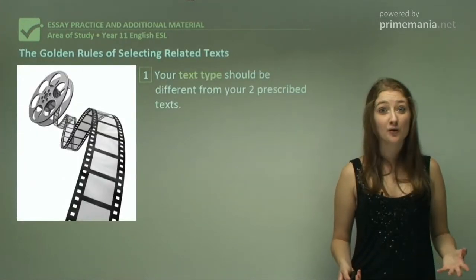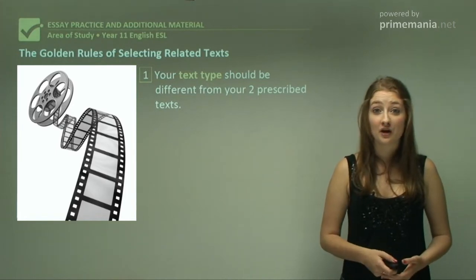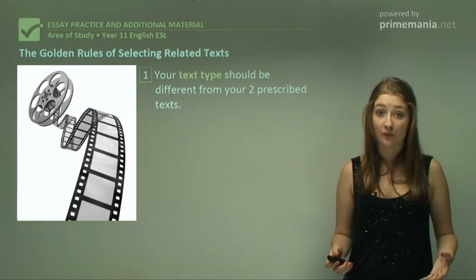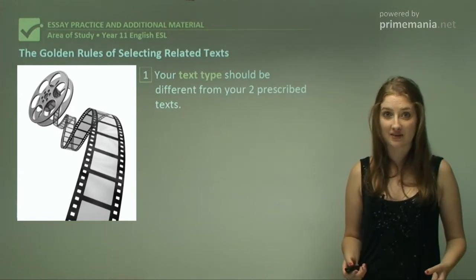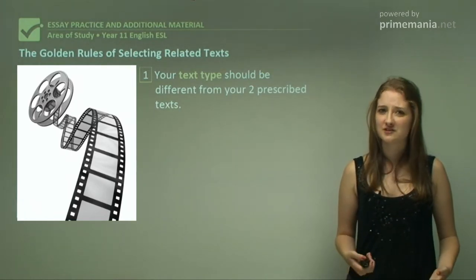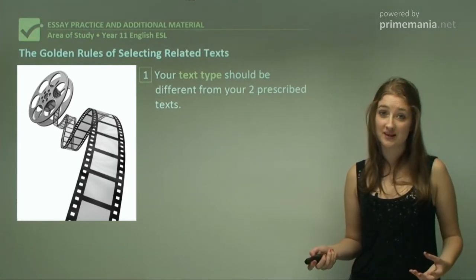So let's look at the golden rules for selecting related material. Now, these golden rules are obviously the same across the board, and they're relevant to all levels of English, but you can particularly apply them to ESL when you're looking for texts in a language which maybe you're not that familiar with. So let's just look at them now.